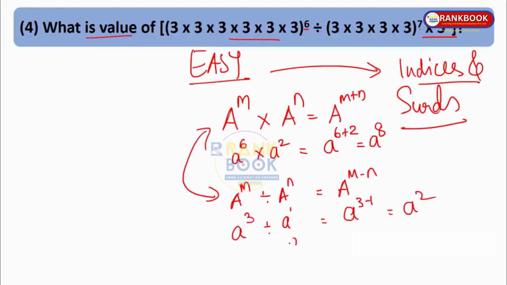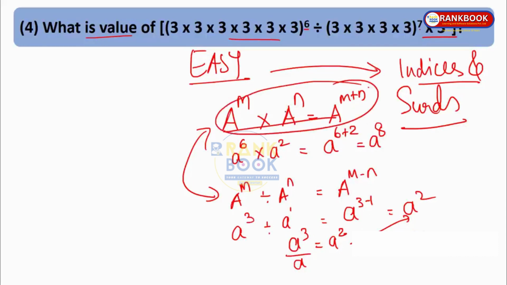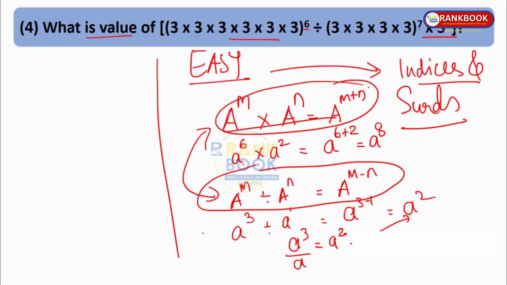You can prove this. It is a raised to 3 divided by a. It would be simply a square. See how easy it is. There is nothing much, very simple formula. a raised to m into a raised to n is nothing but a raised to m plus n, and a raised to m divided by a raised to n is a raised to m minus n. Let us see how to use it to solve our sum.